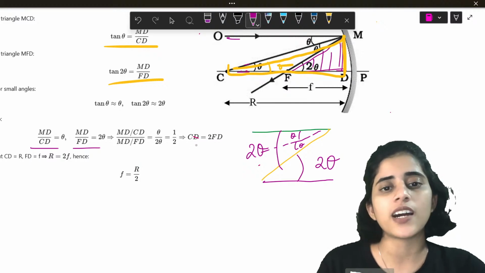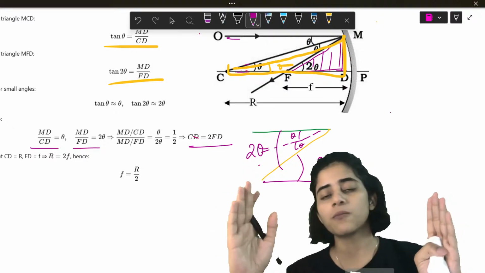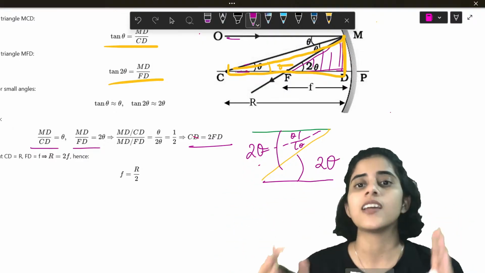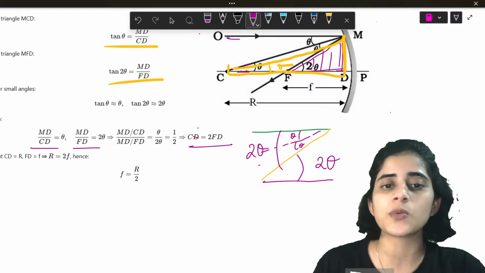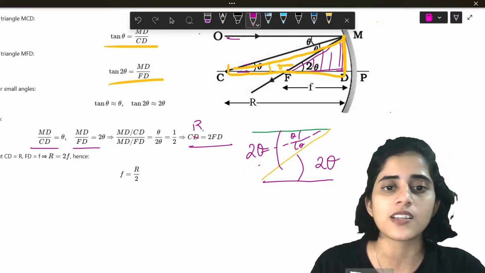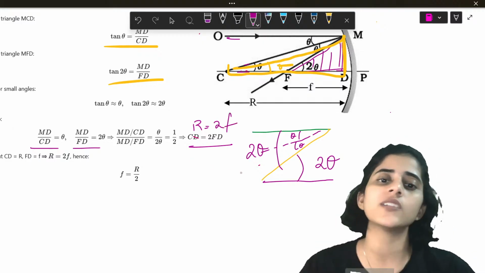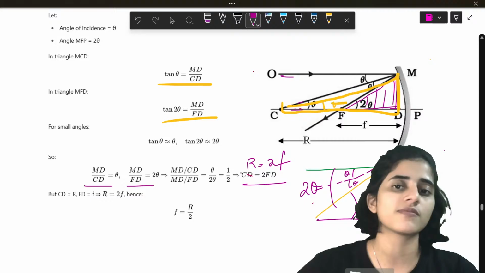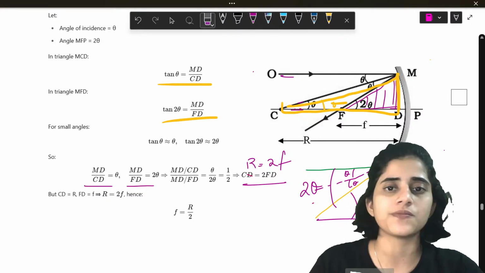That's all. Now what is CD and what is FD? CD is the distance from the center to the pole, which is R, radius. FD is the distance from the focus to the pole, which is F. So CD is equal to 2FD is the same as R is equal to 2F. So F is equal to R by 2. It's very easy. All the steps are given here.